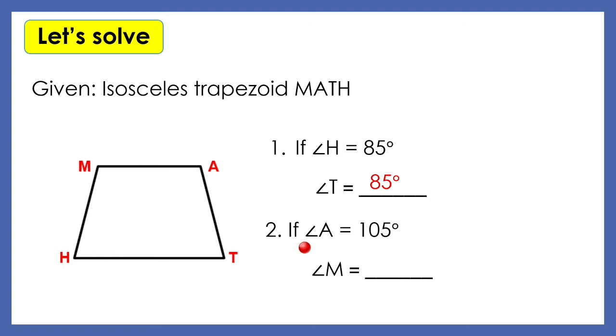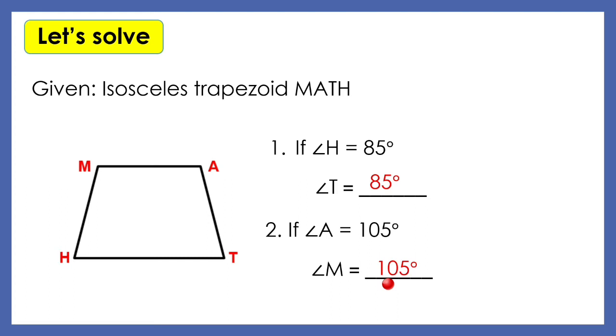Number 2, if angle A equals 105 degrees, what is the measure of angle M? So this is our angle A, 105 degrees, and this is our angle M. So yung angle M at saka angle A are base angles. Therefore, they are congruent. So the measure of angle M is also 105 degrees.